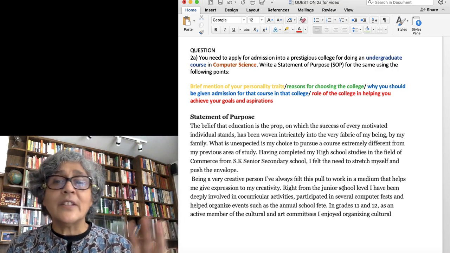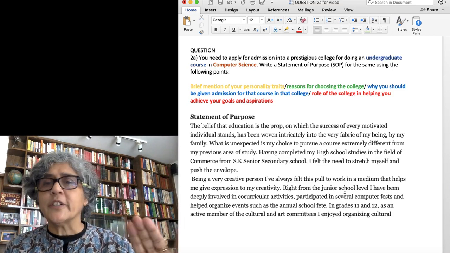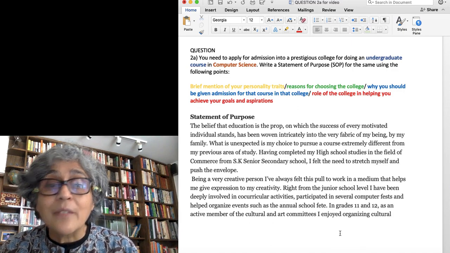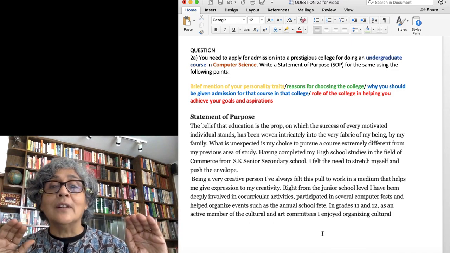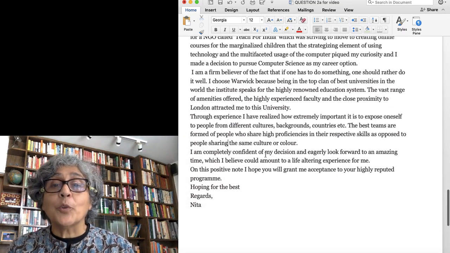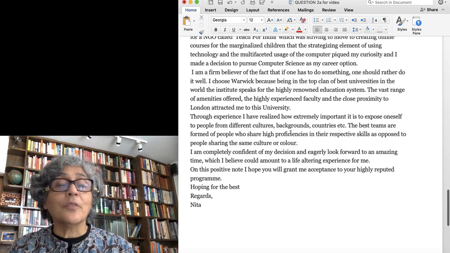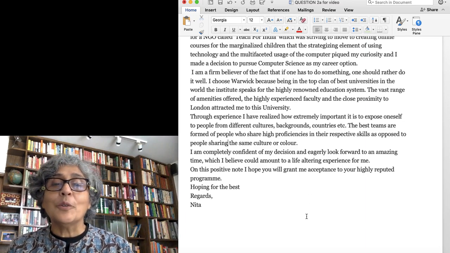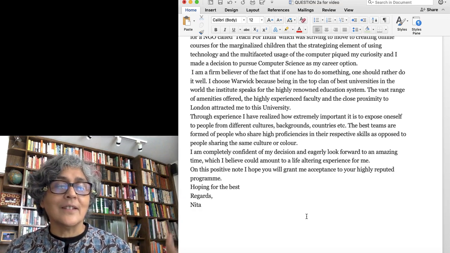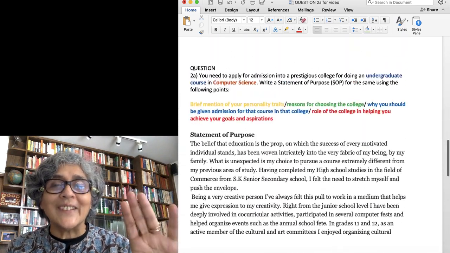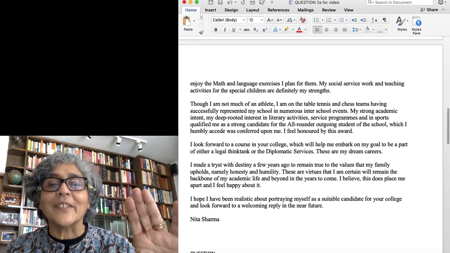And reasons for choosing the college. Warwick, you have written a note why you should be given admission. Why you should be given admission is given in these two paragraphs in total. And the role of the college: exposing oneself, the best teams are formed, the role of the college is to help you go beyond a certain self. That is all given, right? So you see the difference.